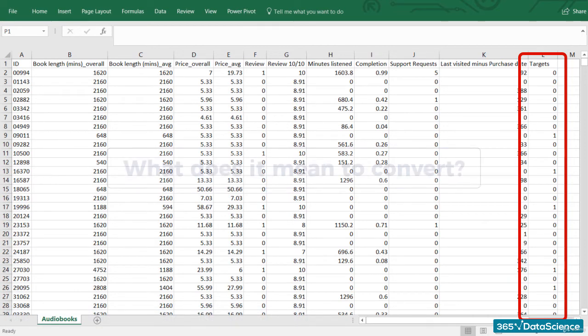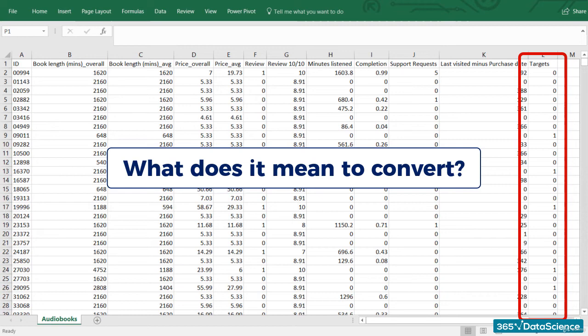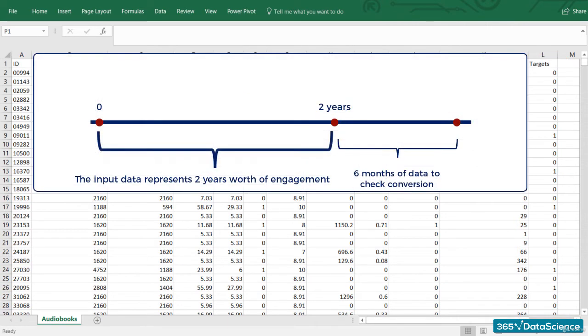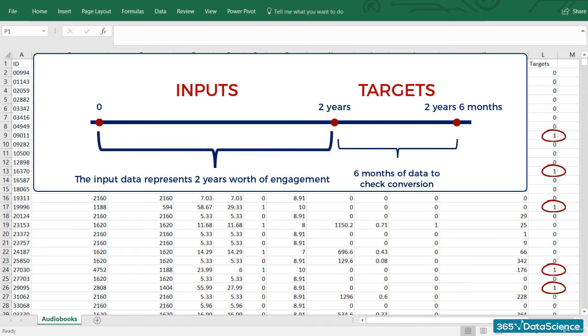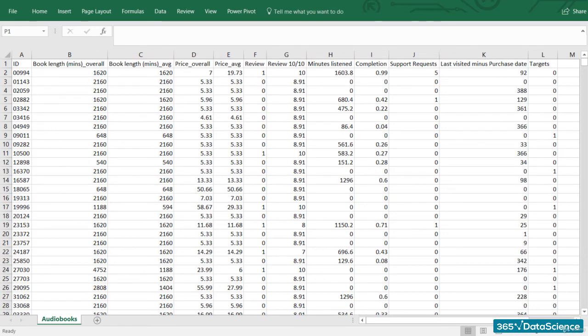But what does it mean to convert? That's the big question here. We have taken an extra 6 months of data after the 2-year period to check if a user converted. So, we took 2 years and 6 months of data. The first 2 years are contained in the dataset you have here. The next 6 months will show us if a person converted, in other words, if he or she bought another book. And if that happened, we can count them as a conversion, and the target will be 1. Otherwise, it is 0. That's how we created the targets column.